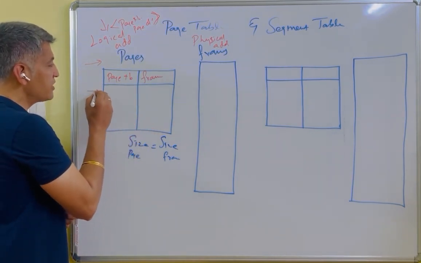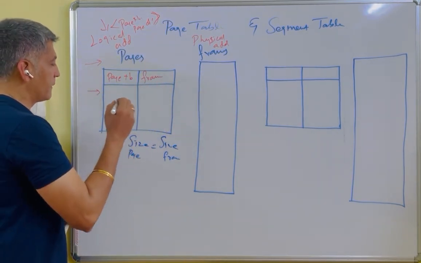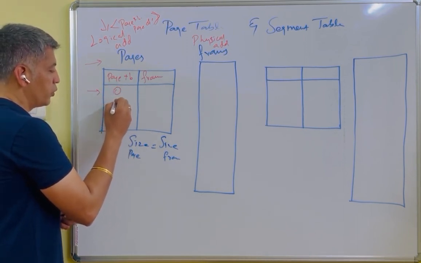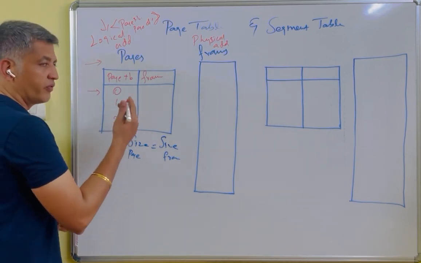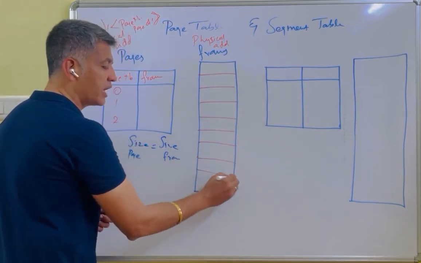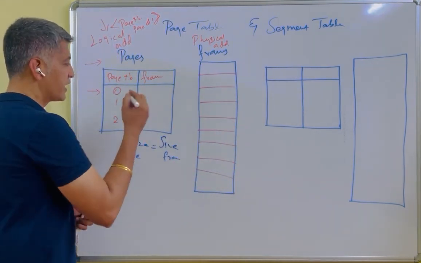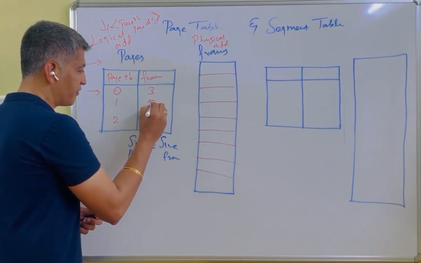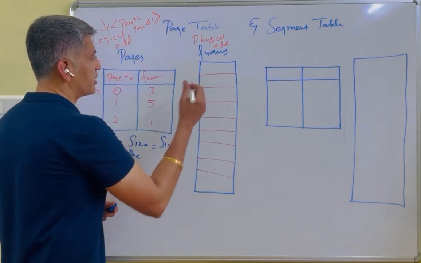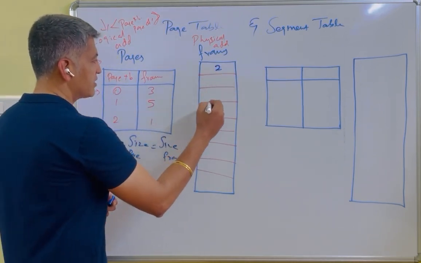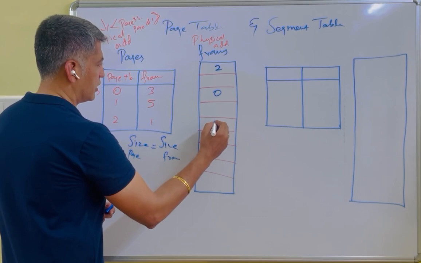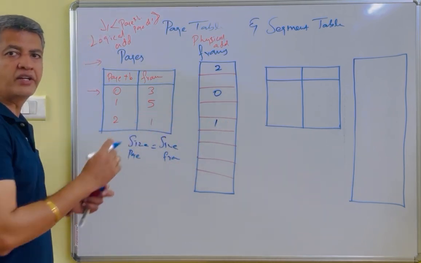Now how will the page number be mapped with the physical frame? For example, if the process requires pages 0, 1 and 2, the frame numbers can be anywhere a free frame is available, because the page will be placed there. So for example the frame number may be 3, here it may be 5, and again it may be 1. This is page number 2, this is page number 0, and this is page number 1. This is how the entries are there.